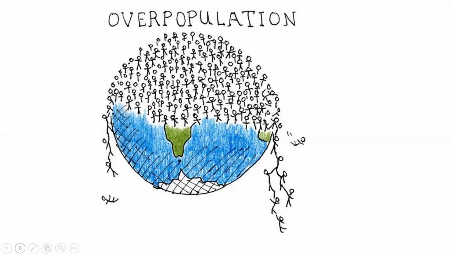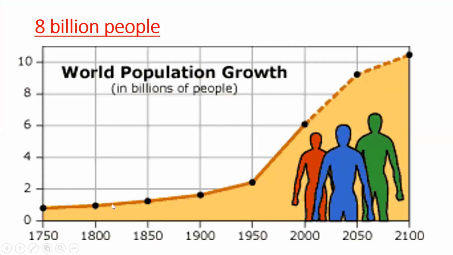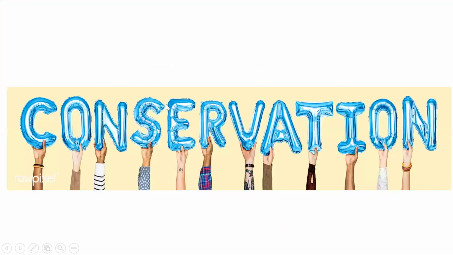If there is overpopulation on Earth, like if the number of people exceeds a certain number, what will happen to these natural resources? They will have a shortage or they will become less. So how can we keep the natural resources and make them available for everyone? It is by conservation.